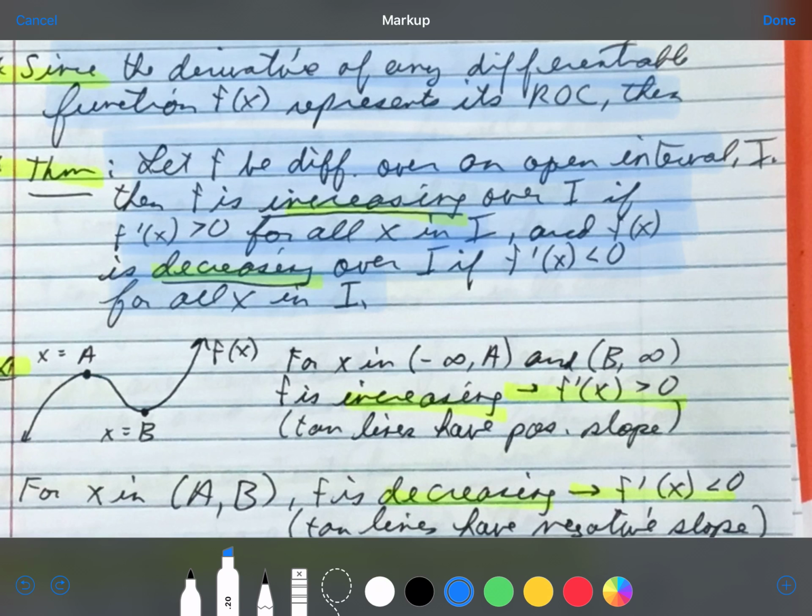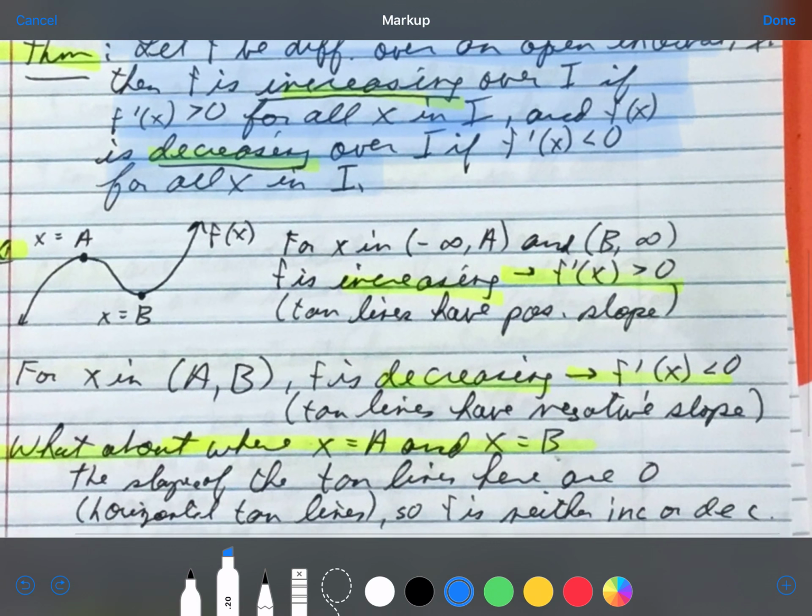Right? And so then using the derivative to describe that behavior, we know where f is increasing, our derivative is positive. Where f is decreasing, our derivative is negative. Right? So we have these intervals where f is increasing and decreasing.